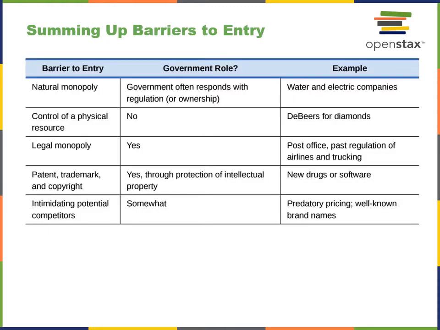So summing up barriers to entry, here we have 5 examples. One barrier to entry is certainly a natural monopoly. The government often responds with some regulation, so an example would be water and electric companies. Water companies are usually owned by governments. Another would be control of a physical resource. And here, the government really doesn't have a role.